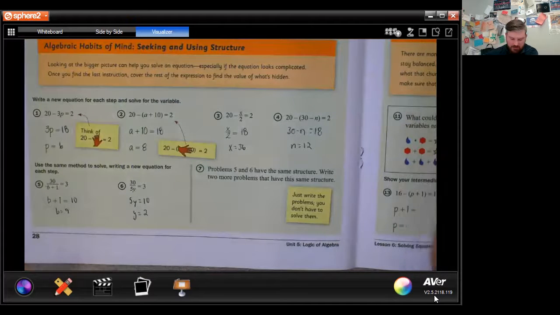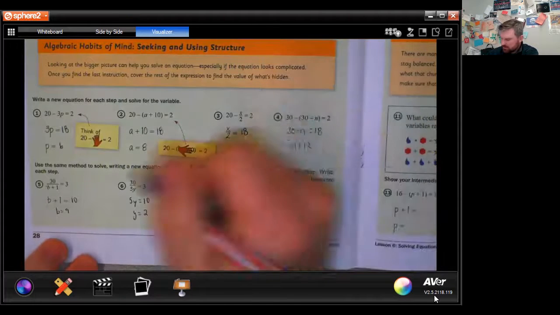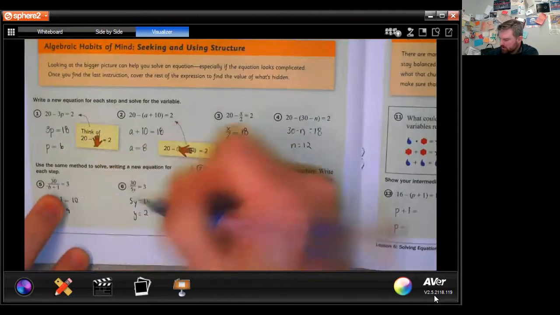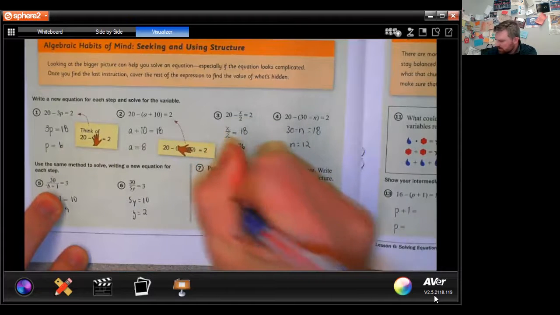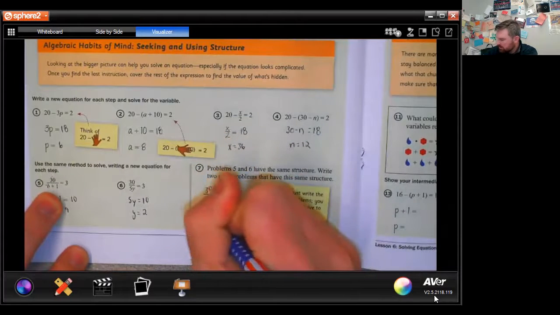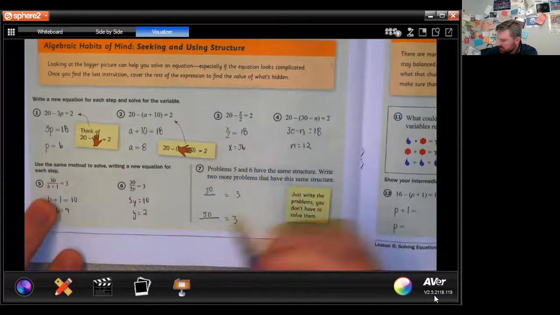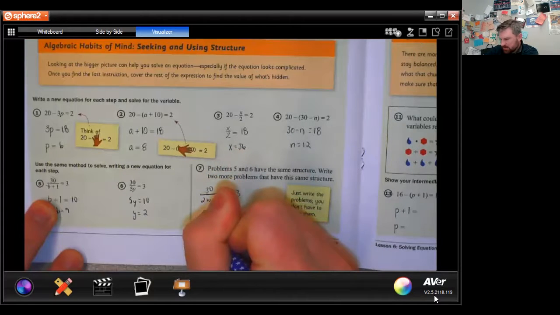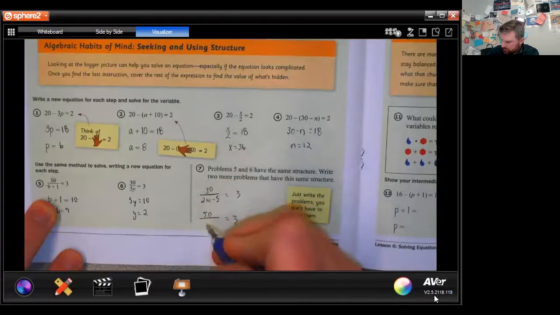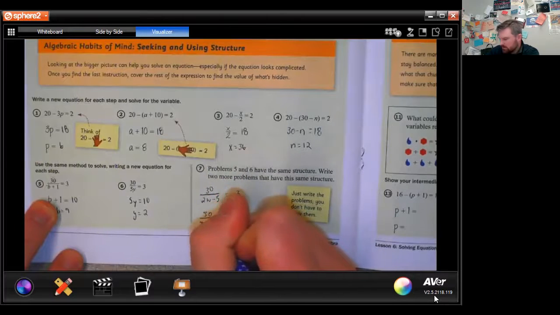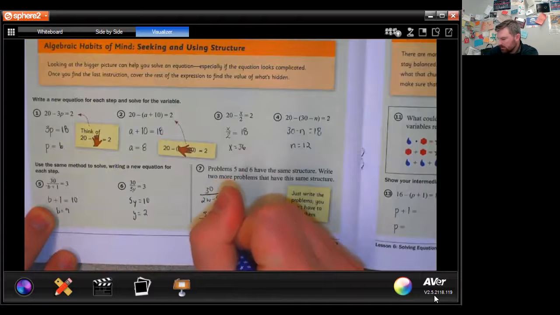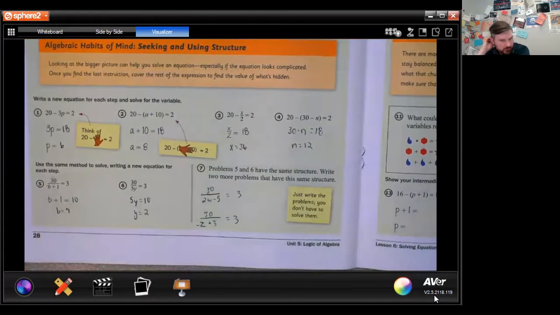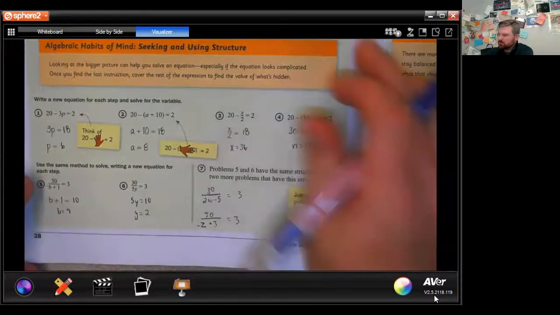So you can have anything and we can really just make them up because we don't have to solve them, but we've got 30 on top and 3 equals, so 30 divided by something equals 3. It looks like they just wrote things on the bottom. So let's say 2w minus 5. And here we can say z plus 3 or negative z plus 3. Doesn't matter. Okay, we've got the same type of structure there.